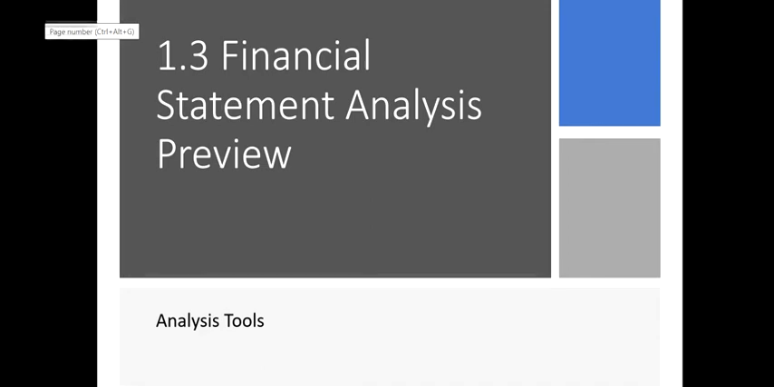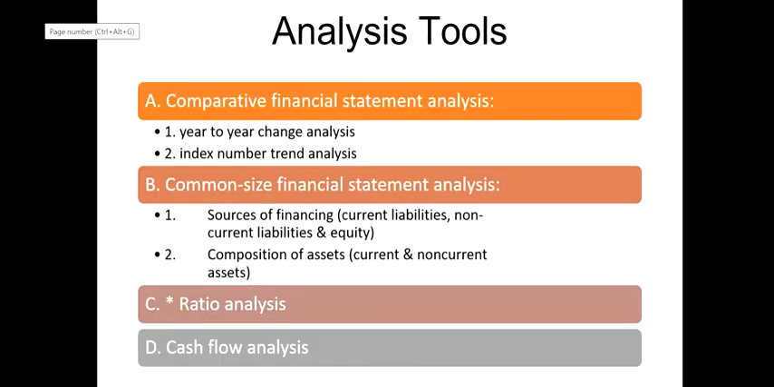Bismillahirrahmanirrahim. So this will be the last subtopic for chapter 1, that is 1.3 Financial Statement Analysis Preview. Apa yang akan kita belajar dalam ni ialah analysis tools. Okay, analysis tools. So there are 4 types of analysis tools, that are comparative financial statement analysis, common size financial statement analysis, ratio analysis, and cash flow analysis.